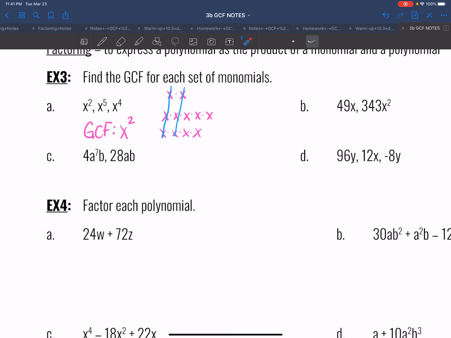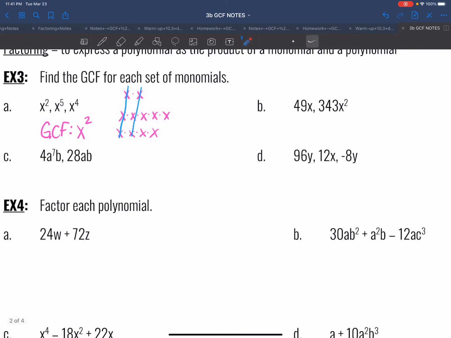So we're used to, or we've previously been doing a lot of multiplying polynomials and multiplying binomials. Now we're thinking in the opposite direction. Now we're thinking division. What can I divide out, or what can I take out evenly? So we've got to switch our mindset here. All right, so let's look at B.